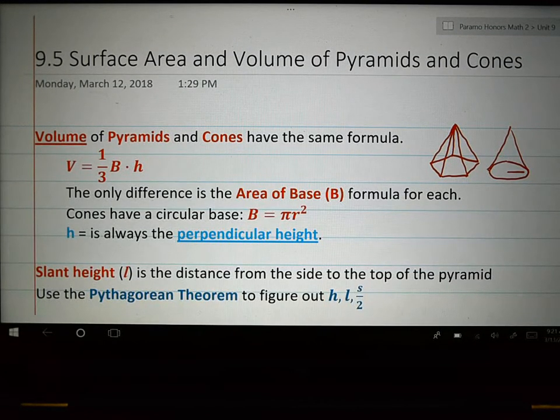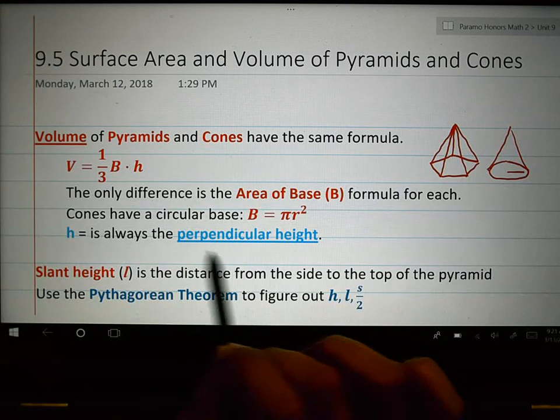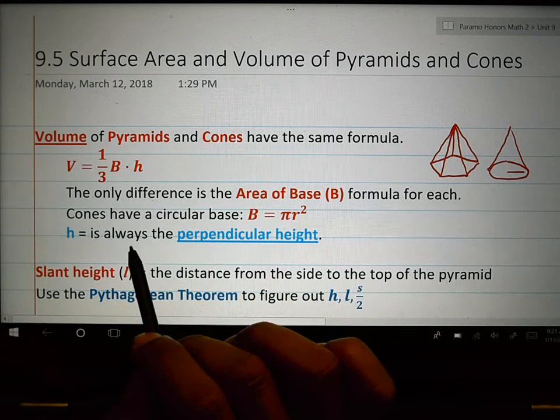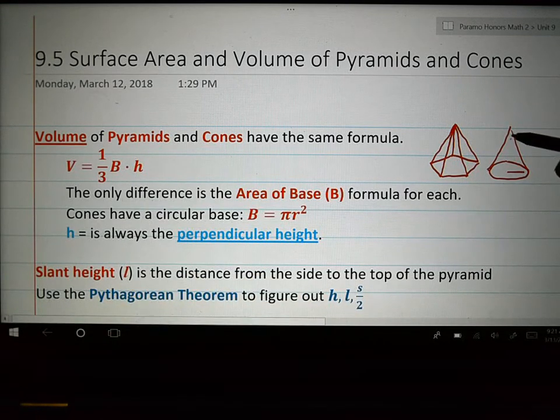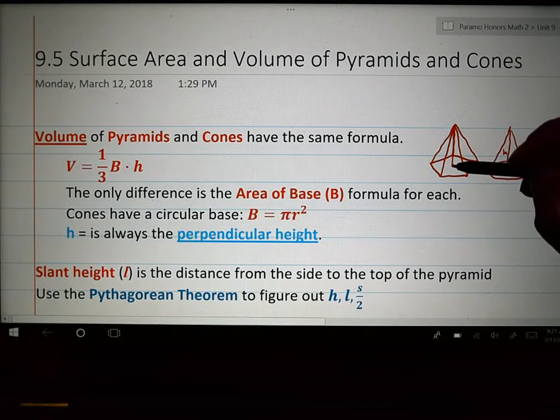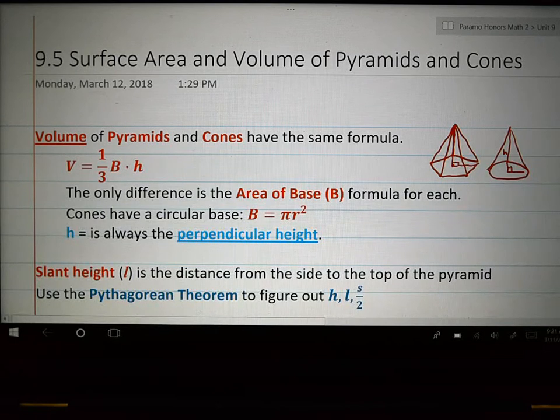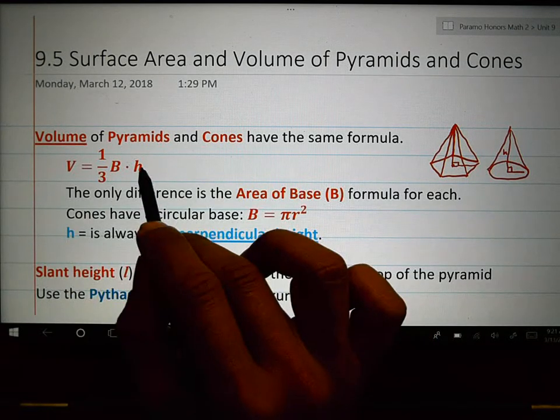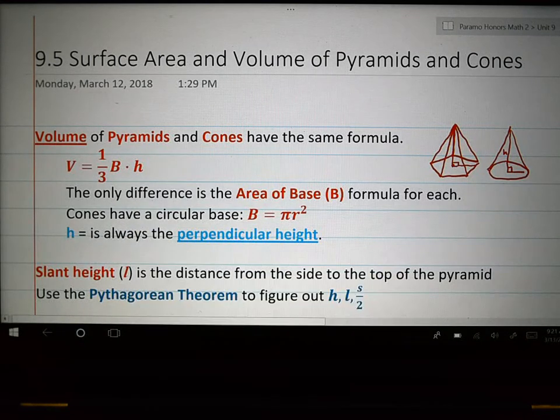Now, one thing you do need to know that I have here underlined, H stands for the height of the pyramid or the cone. We're talking about this height right here. H. Height is up the center of the cone. The height of the pyramid is from the center of the bottom up. It is perpendicular to the highest point of the pyramid, and it has to be perpendicular to the base. That's what H stands for, from the base to the highest point.